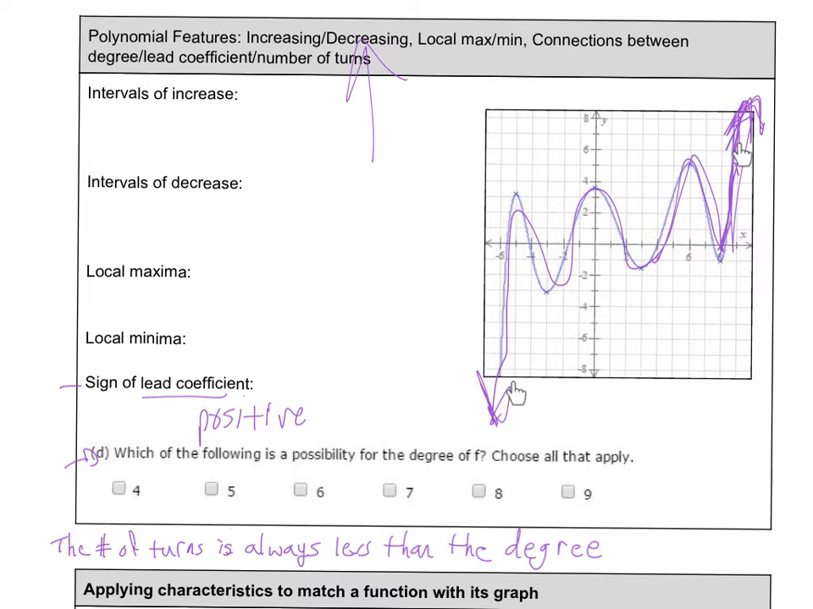Because these behaviors are opposites, I know this is an odd degree. So I'm definitely not picking this 4 or this 6 or this 8, because if it was an even degree, these would have the same behavior, and they totally don't.